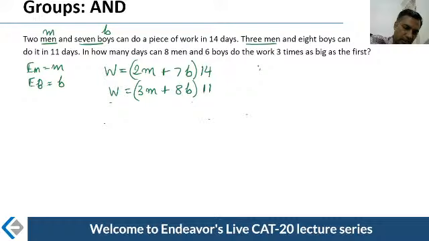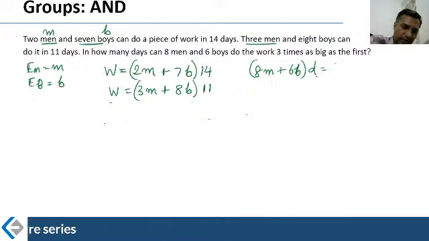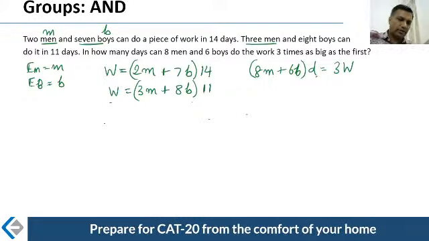Okay, what is the question therefore? The question is: 8 men and 6 boys can do 3 times the work in how many days? Number of days. But the work is how much? 3 times w. Whatever the w you find, I want to write 3 times w. That is the simple question that the author is asking. We are done with this particular job.